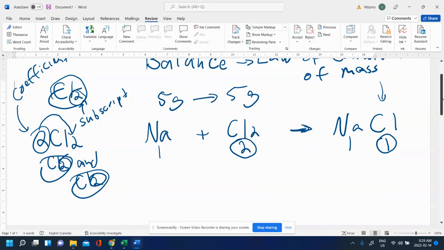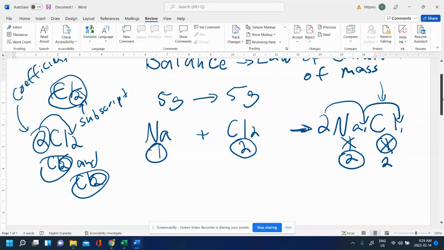So to get 2 chlorines here, I'm going to put a 2 in the front. And that multiplies everything by 2. So there's a 1 there, there's a 1 here, so 2 times 1, 2 times 1. So this becomes 2, this becomes 2. Now notice our chlorine is balanced because we have 2 chlorines. But notice that our sodium is no longer balanced because we have 1 on the left side, 2 on the right side.